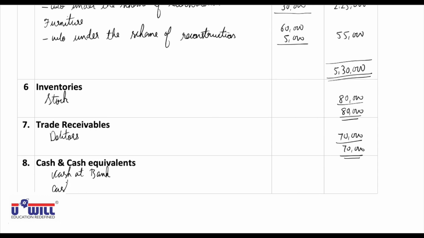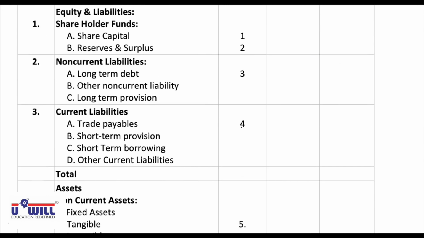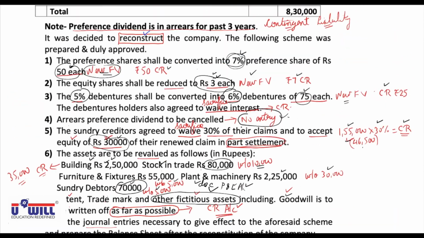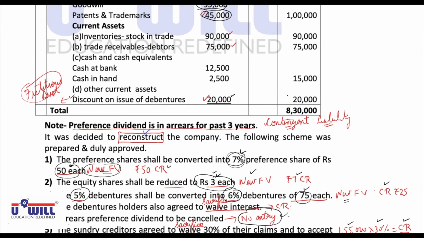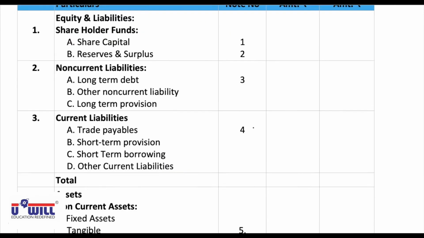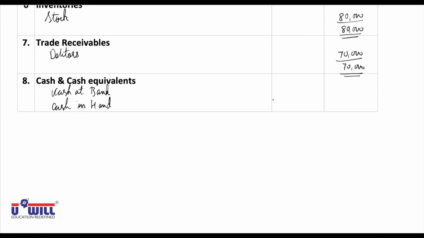In the adjustments, from the previous balance sheet we will take them as it is. Cash at bank is how much in the previous balance sheet? 12,500, and cash in hand is how much? 2,500. So 12,500 and 2,500, total 15,000 remains as it is, and total also 15,000. So all the notes are done.